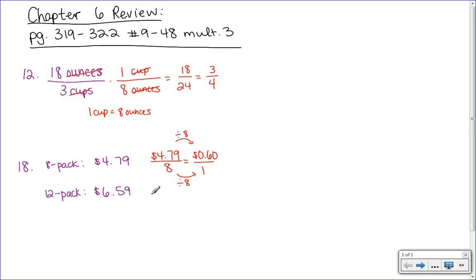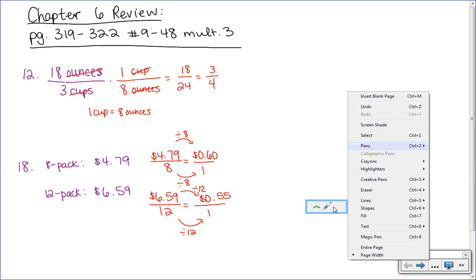Let's do the same thing for the 12-pack. There's $6.59 for 12, but we want this to have a denominator of 1. So to get from 12 to 1, we divide by 12. So to get from $6.59 to whatever this is, we'll also divide by 12. And $6.59 divided by 12 is about $0.55.